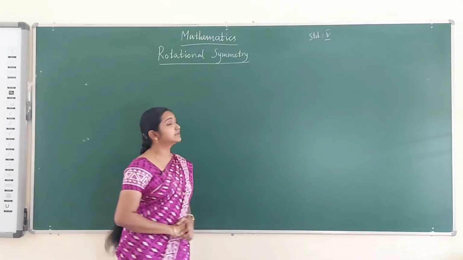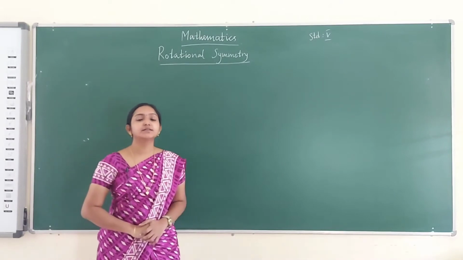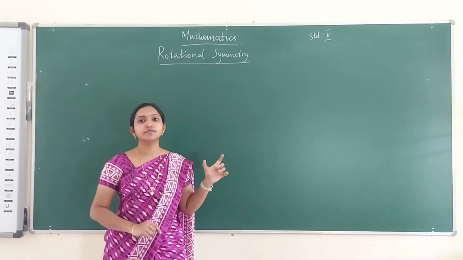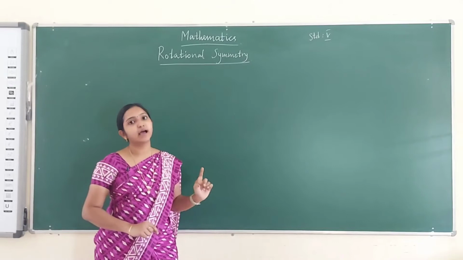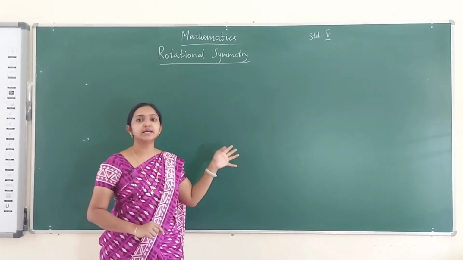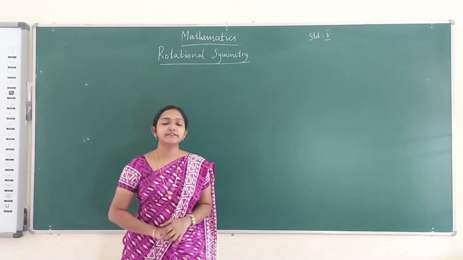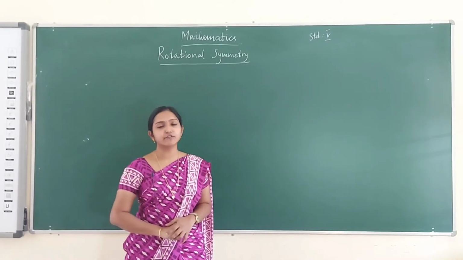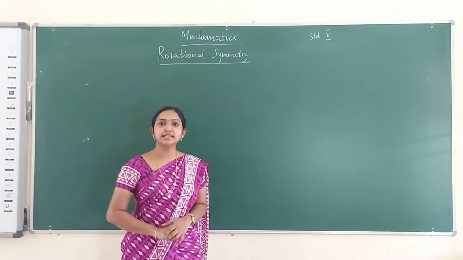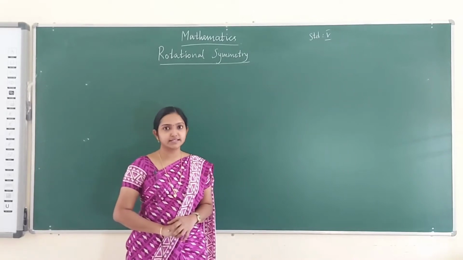We already studied symmetry. Symmetry means when an object is divided by a line and it looks the same on both sides, then it is called symmetrical. For example, if we draw a line in the center of a butterfly, it will look the same on both sides. So a butterfly is symmetrical.